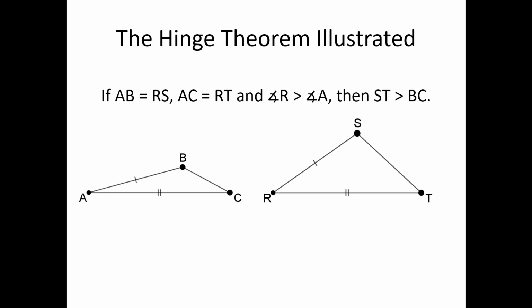So we have two triangles, ABC and RST. And as you see, we do have the precondition for the Hinge theorem. We have two sides of one equal to two sides of the other, namely AB is equal to RS and AC is equal to RT. But now notice that the included angle in RST, that is angle R, is greater than the included angle in ABC, that is angle A. And then we conclude that the side opposite the greater included angle, that is ST, is greater than the side opposite the smaller included angle, that is BC.